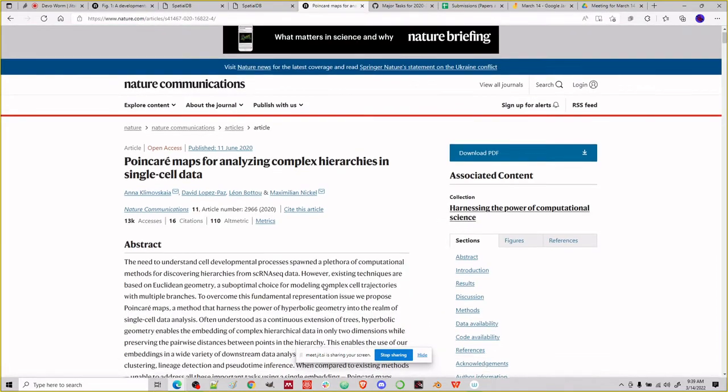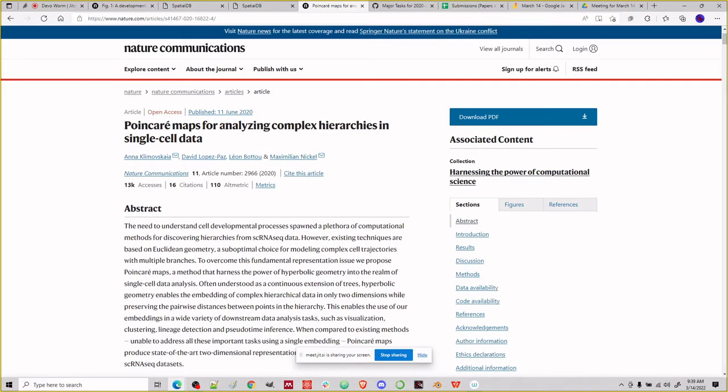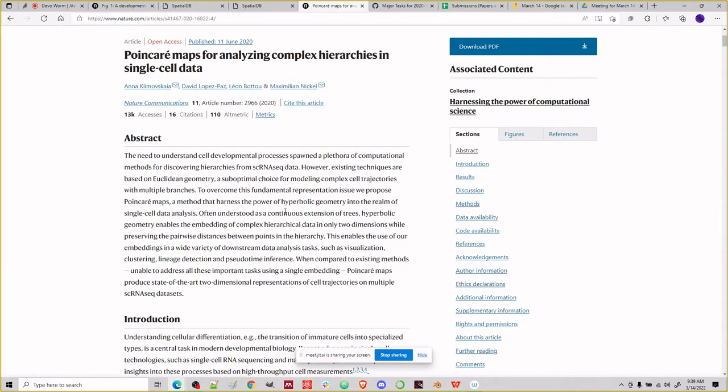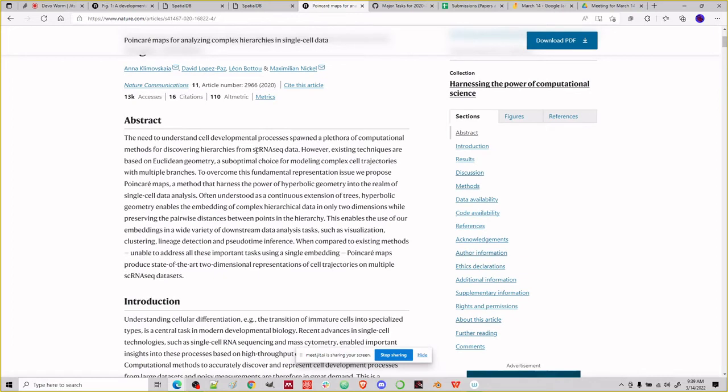Then there's this paper that I found on using Poincaré maps for analyzing complex hierarchies in single-cell data. This is a paper using what they call scRNA-seq data, refining some of these methods for analyzing these samples. Existing techniques are based on Euclidean geometry, a suboptimal choice for modeling complex cell trajectories with multiple branches. To overcome this representational problem, we propose Poincaré maps, a method that harnesses the power of hyperbolic geometry into the realm of single-cell data analysis.